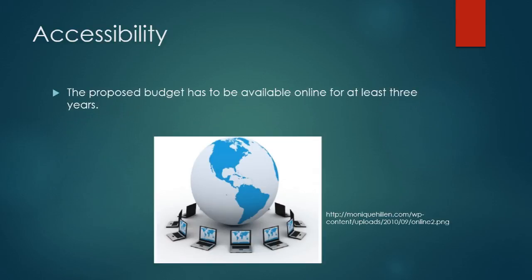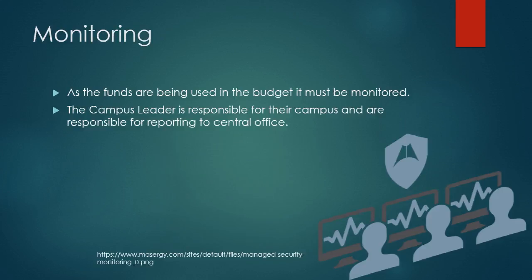Accessibility: the budgets have to be accessible online for at least 3 years. You can go to your district's website and look up the budgets, and you can go back for as far as they have put on there. If you had any questions.